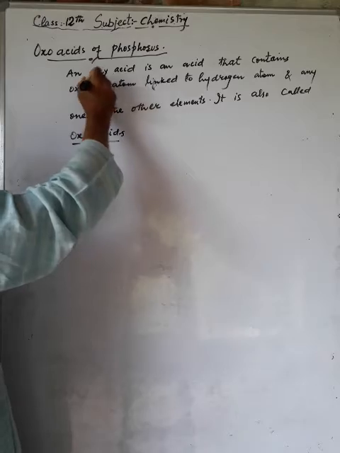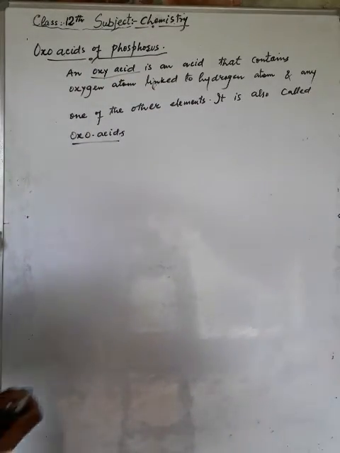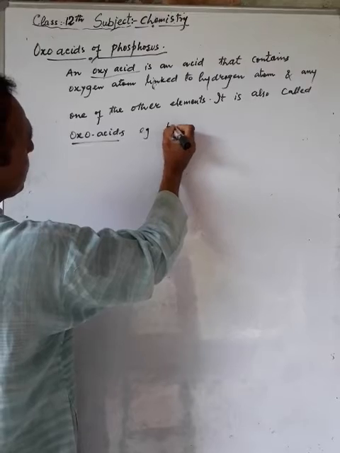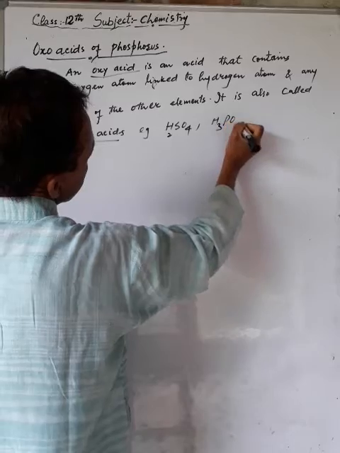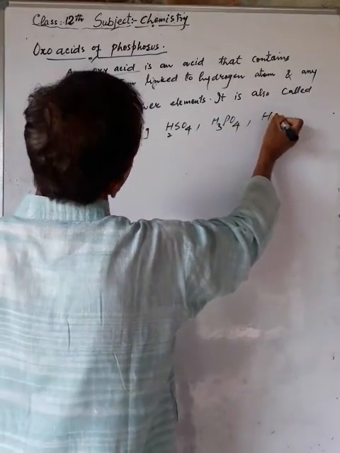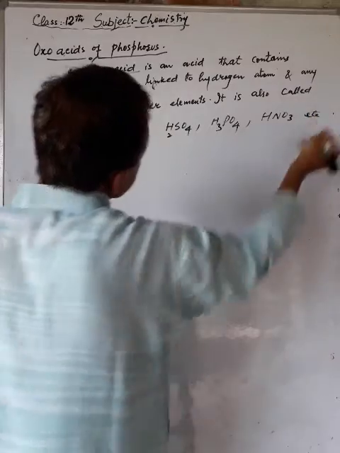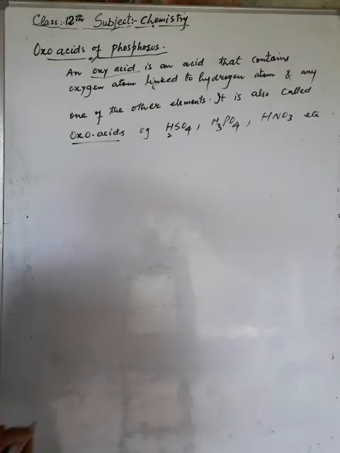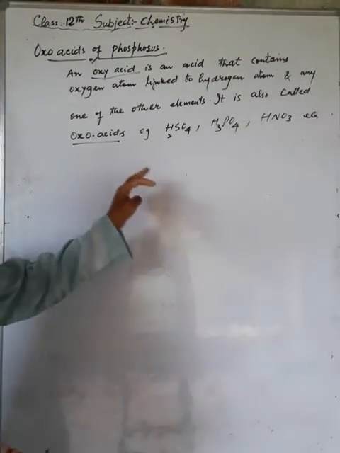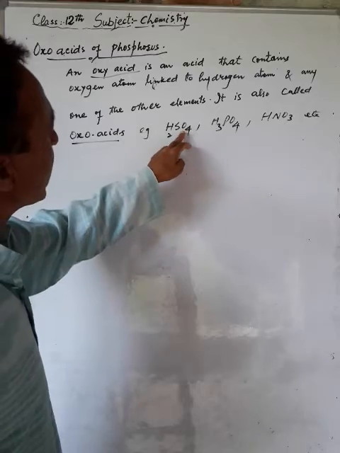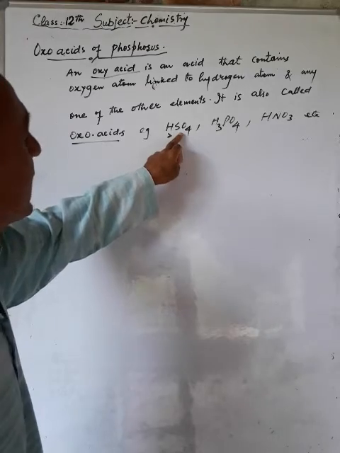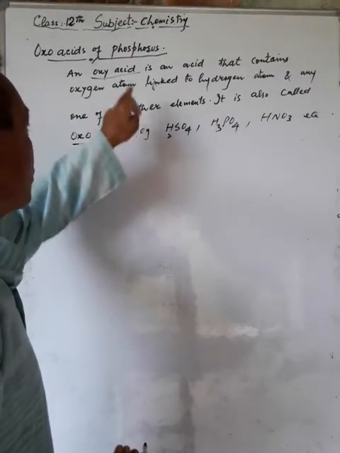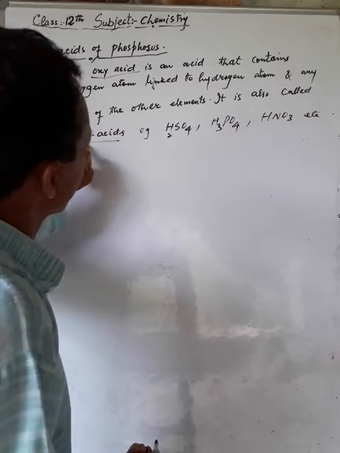So whether we write oxyacids or oxoacids, e.g. H2SO4, sulfuric acid, H3PO4, orthophosphoric acid, HNO3, nitric acid, etc. All these are the oxoacids or oxyacids. In oxoacids, the oxygen atom is linked to the hydrogen and any one of the other elements. So this oxyacid is also called oxoacids.